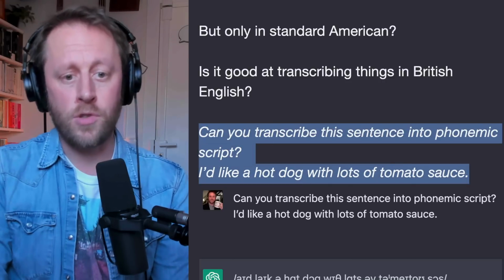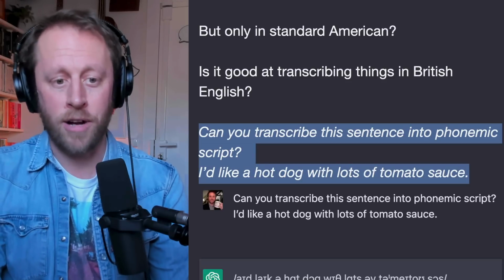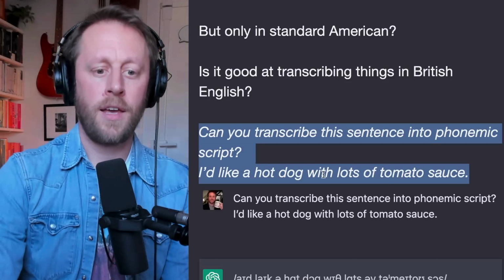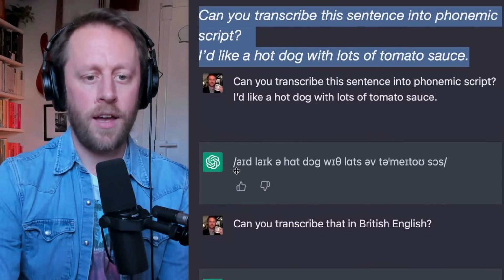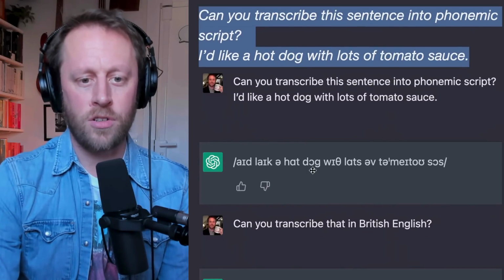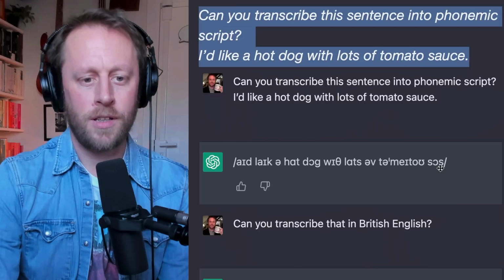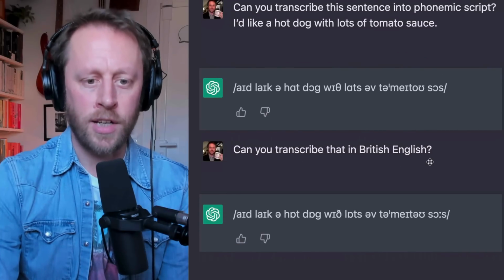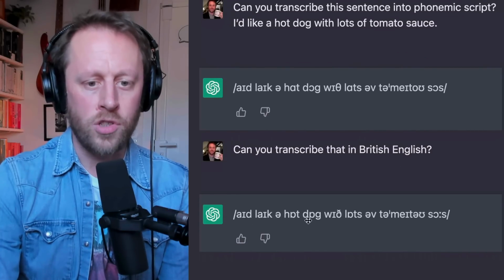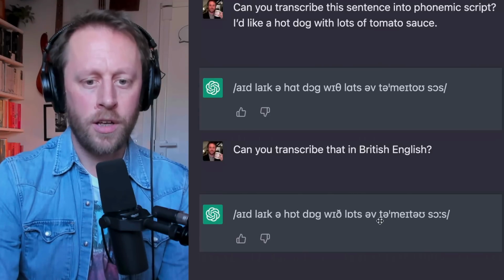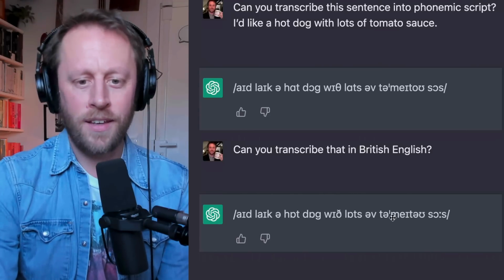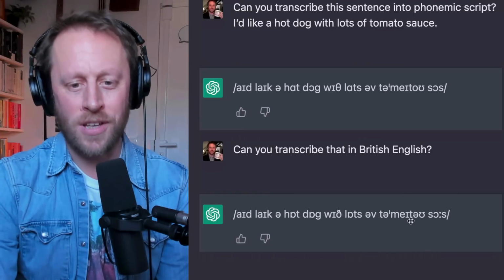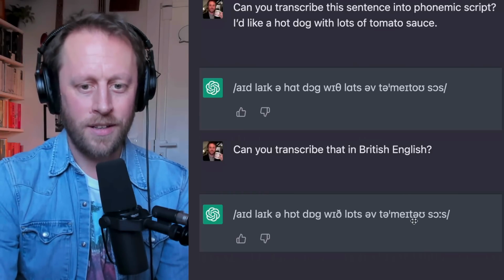The task is this. Can you transcribe this sentence into phonemic script? I'd like a hot dog with lots of tomato sauce. And its first response was in an American accent. So it did it in an American accent, basically. And then I said, can you transcribe that in British English? And it wrote, I'd like a hot dog with lots of tomato sauce. So it got most of it right, but it still wrote tomato, and it should be tomato, not tomato.